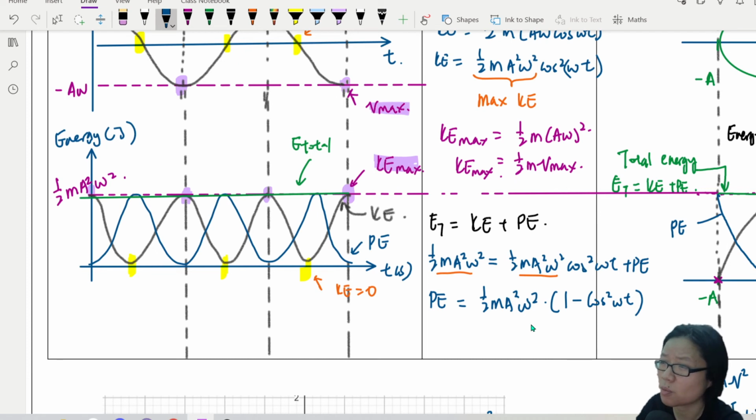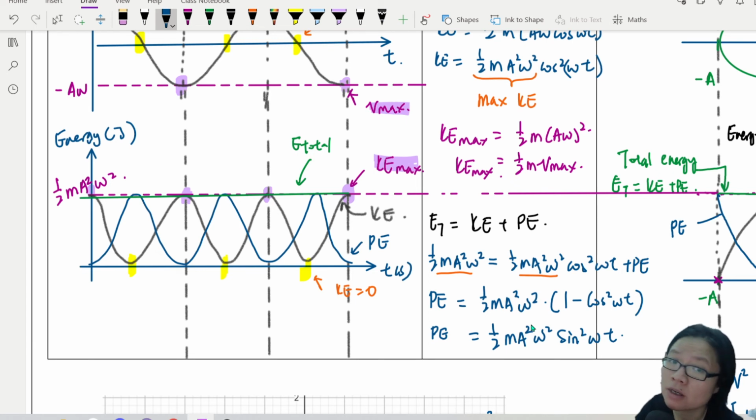What is 1 minus cos square omega t? If you're good in Trigo, or if you're familiar with Trigo, this will be half m A square omega square sine square omega t. So one is cos, one is sine. Do you need to know the equation? Not really, no. I just show for fun because I like Trigo. Okay, you don't need to know the equation.